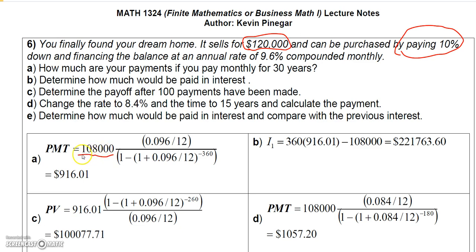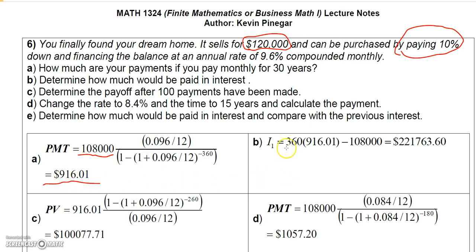So now the payment would be 108,000 times I, which would be 0.096 over 12, divided by 1 minus (1 plus I, 0.096 over 12) raised to the negative 360. Now that turns out to be 916.01. So that means your payment to cover your principal and interest each period would be $916.01.